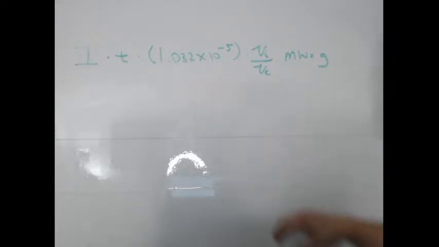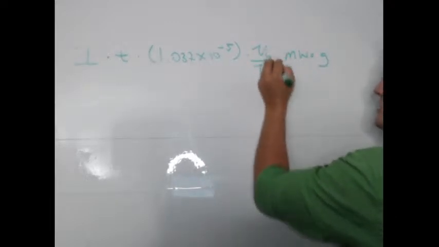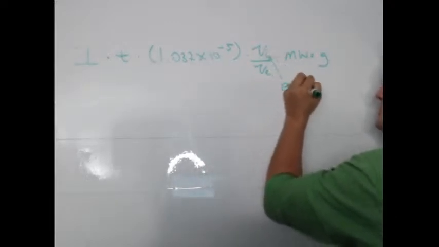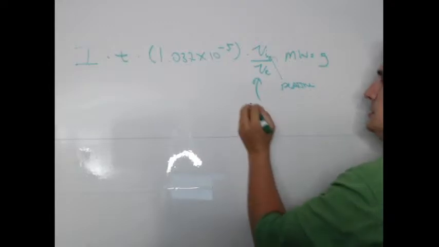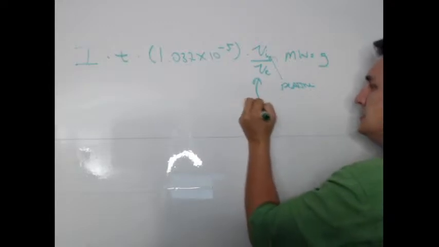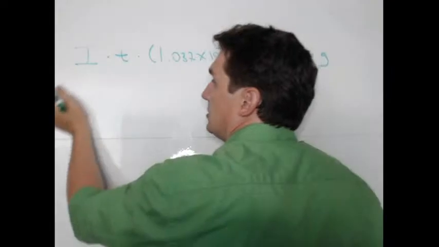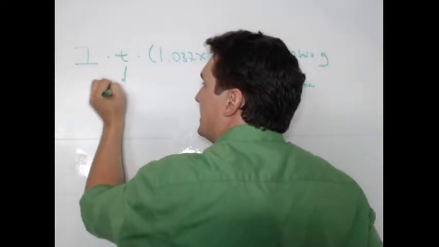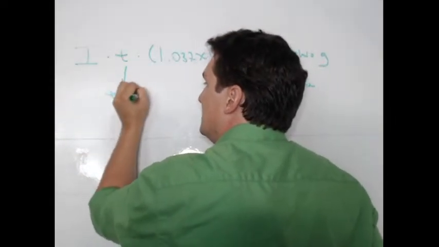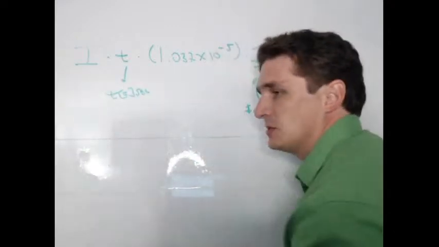For any reaction, nu I is whatever you're plating or removing. Nu E is the number of electrons transferred. I is the current in amps, and T here is the time, but the time has to be in units of seconds because an amp is defined as a coulomb per second.